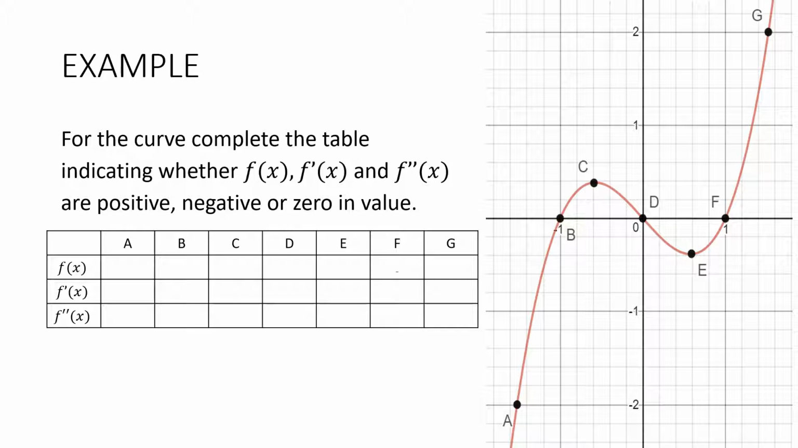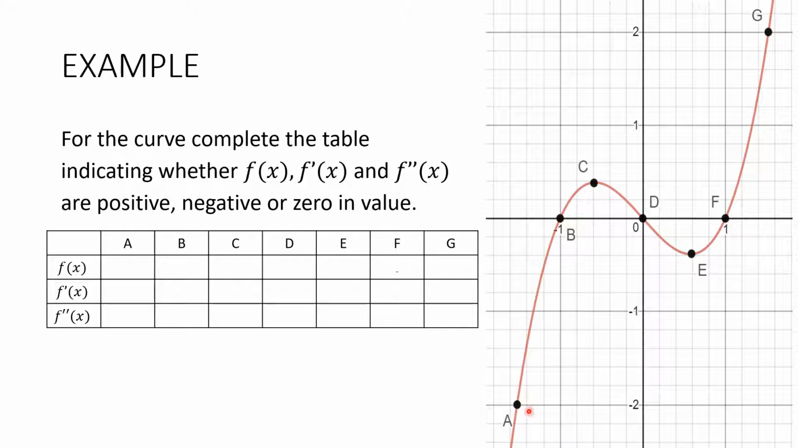Let's have a look at this curve here, and we're going to complete this table for f of x, f dashed of x, and f double dashed of x. We're going to say whether they're positive, negative, or 0 in value. So we're going to start with the actual curve, first of all, which is here. And so we're going to have a look at this point here, A, and decide whether f of x at this point is negative or positive. Now, that's just the y coordinate.